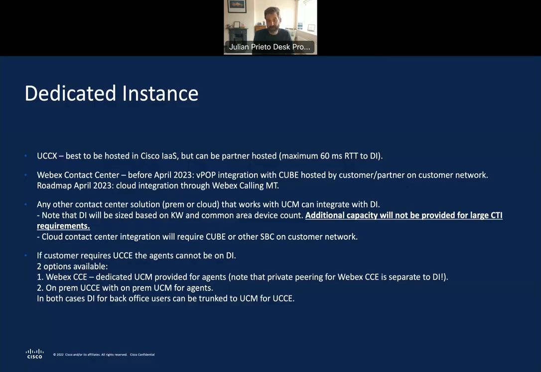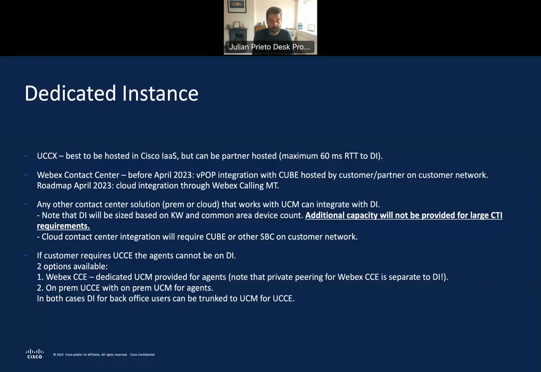Another option is WebEx Contact Center. Again, we've seen a lot of customers that, by wanting to migrate calling to the cloud, want to migrate Contact Center, and WebEx Contact Center is a great fit for replacing UCCX. Right now, before April 2023, what we support is a VPOP integration between dedicated instance and WebEx Contact Center. In this case, we are treating dedicated instance as just a normal UCM. The integration would be a voice pop integration with a CUBE hosted by the customer or partner on the customer network.